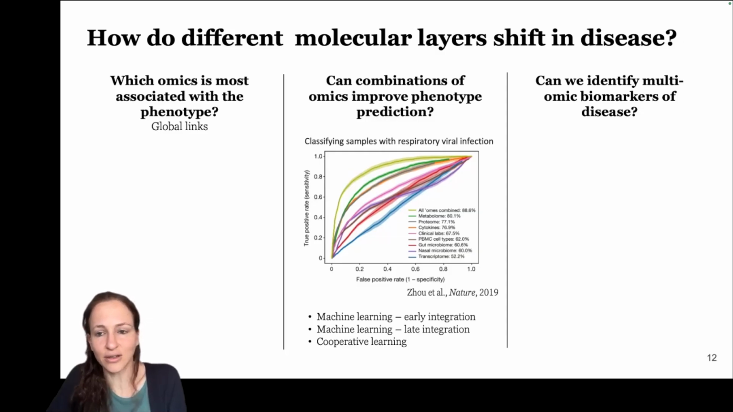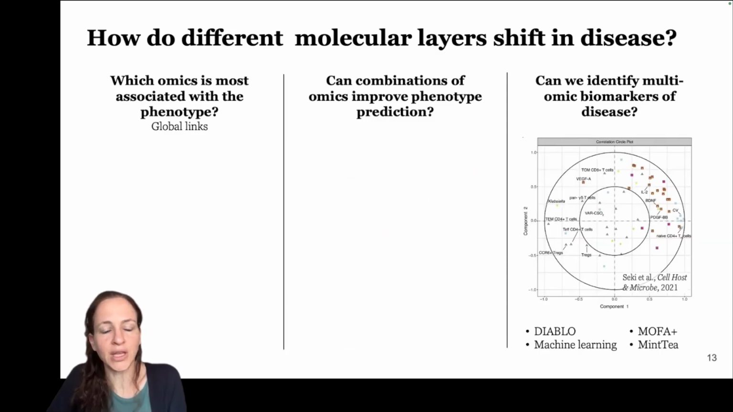This could be done using different approaches with machine learning. And there are other methods that try to identify these multi-omic biomarkers. So this is an example of an output from a method called Diablo. There are also machine learning approaches to do this, a very popular method called MOFA, and so on.